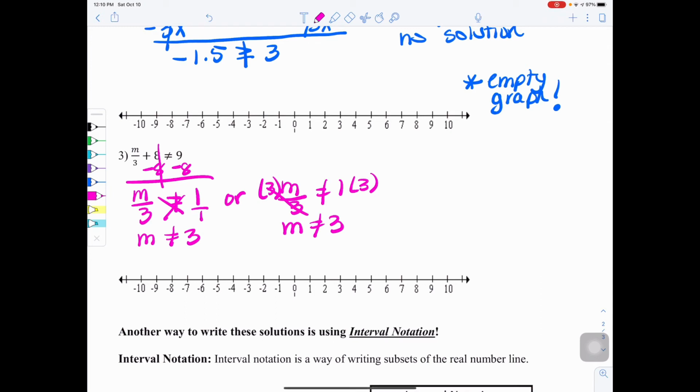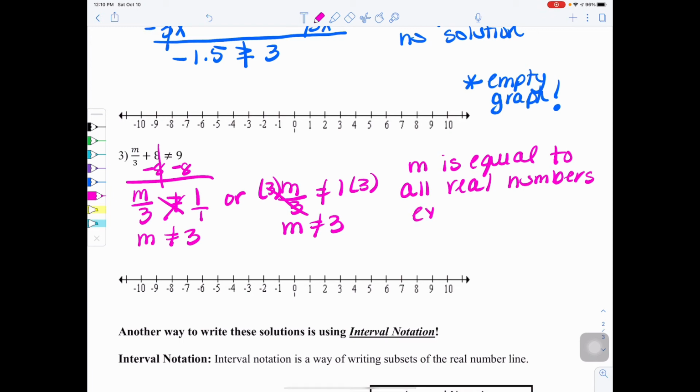Okay, so either one is fine. So then we have to put that into words. We have m is equal to all real numbers, because it's pretty much everything. But then we're going to say except 3. So that's how you're going to word it if we have does not equal.